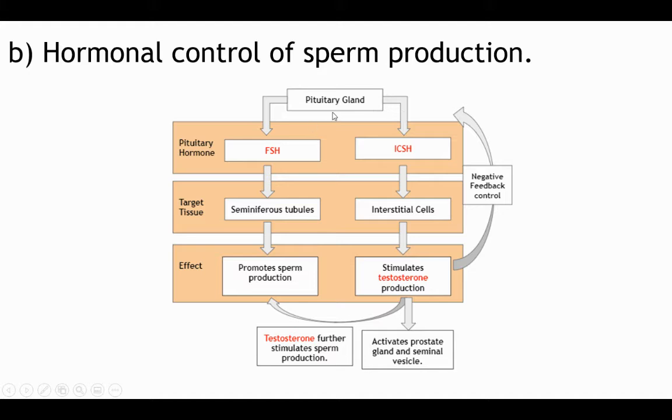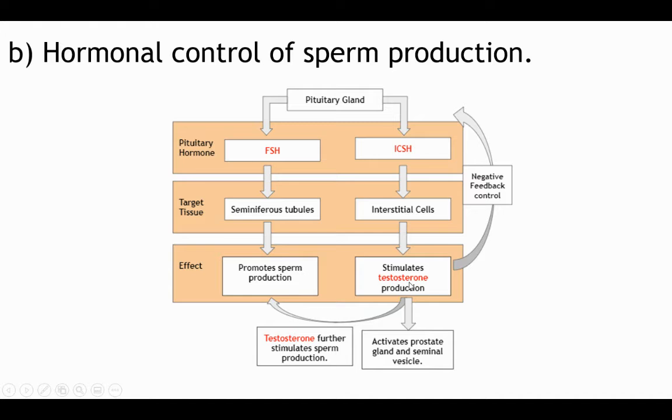So we can see the pituitary gland has released FSH. This goes to the target tissue, which is the seminiferous tubules, which we'll remember are the tubules that pass through the testes and carry the sperm. Here it promotes sperm production. At the same time, the pituitary gland has released interstitial cell stimulating hormone, or ICSH. This moves to the interstitial cells, which we'll remember are in between the coils of the seminiferous tubule. Here, they stimulate testosterone production.